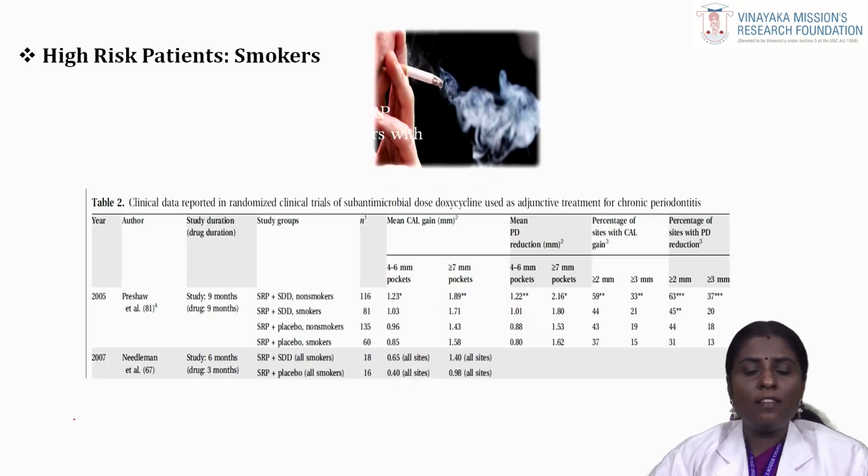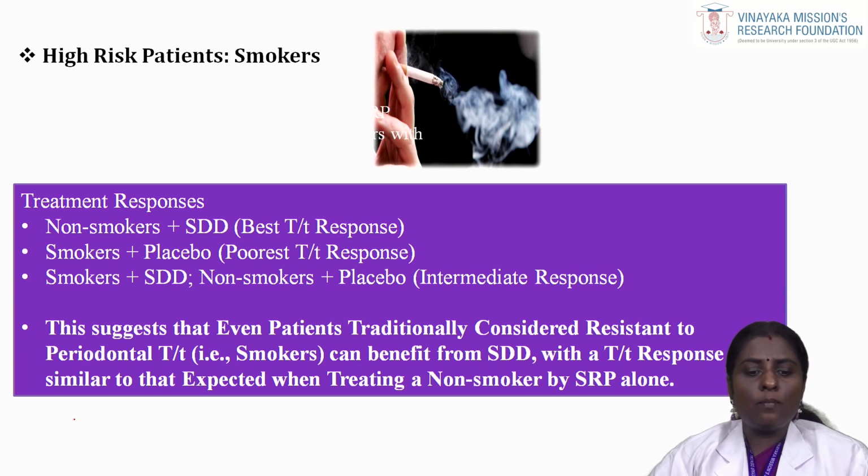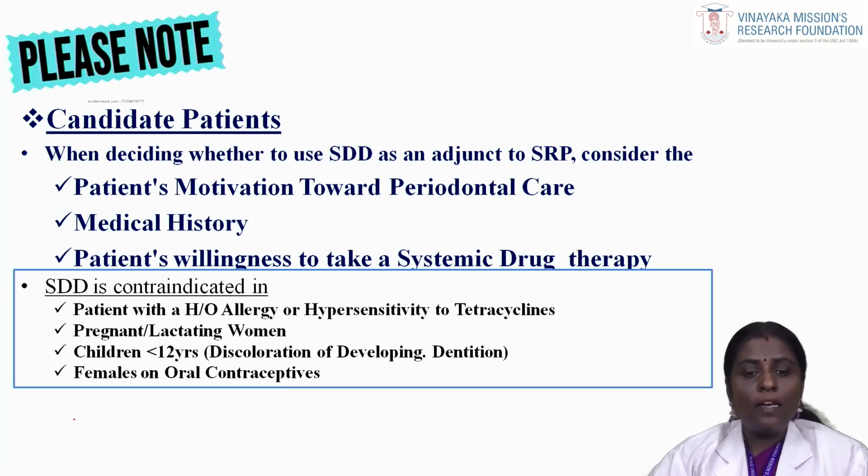When we talk about high risk patients that are smokers, the treatment responses are as follows. When we use SDD in non-smokers, we get the best treatment response. Smokers treated with placebo had the poorest treatment response, whereas smokers plus SDD and non-smokers plus placebo had an intermediate response. So the results of the study suggest that even patients traditionally considered resistant to periodontal treatment, that is smokers, can benefit from SDD, with a treatment response similar to that expected when treating a non-smoker by SRP alone.